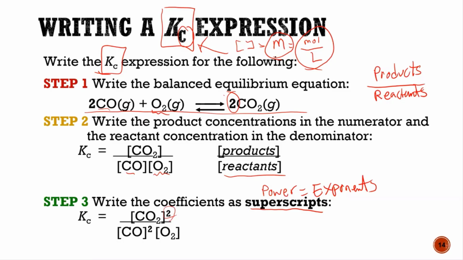I look over here, carbon monoxide has a coefficient of 2 as well, and I notice that coefficient is right there as an exponent. And then the oxygen, it's not written here, but it's assumed. If it's not written, there's 1 mole of it. So the exponent here would be a 1.